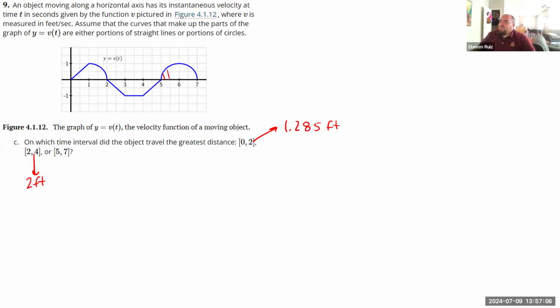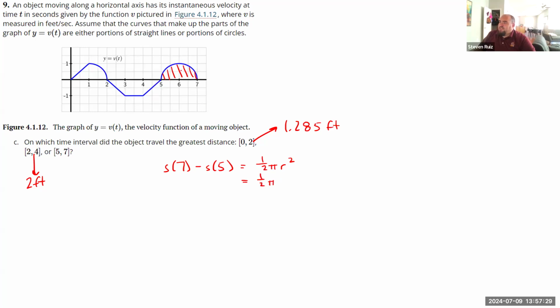So now let's find the distance associated with 5 to 7. So find the change of position from 5 seconds to 7 seconds. We're going to find this area. So how do I find the area of a circle? The area of a circle is pi r squared. I have a half circle here, so 1/2 pi r squared.